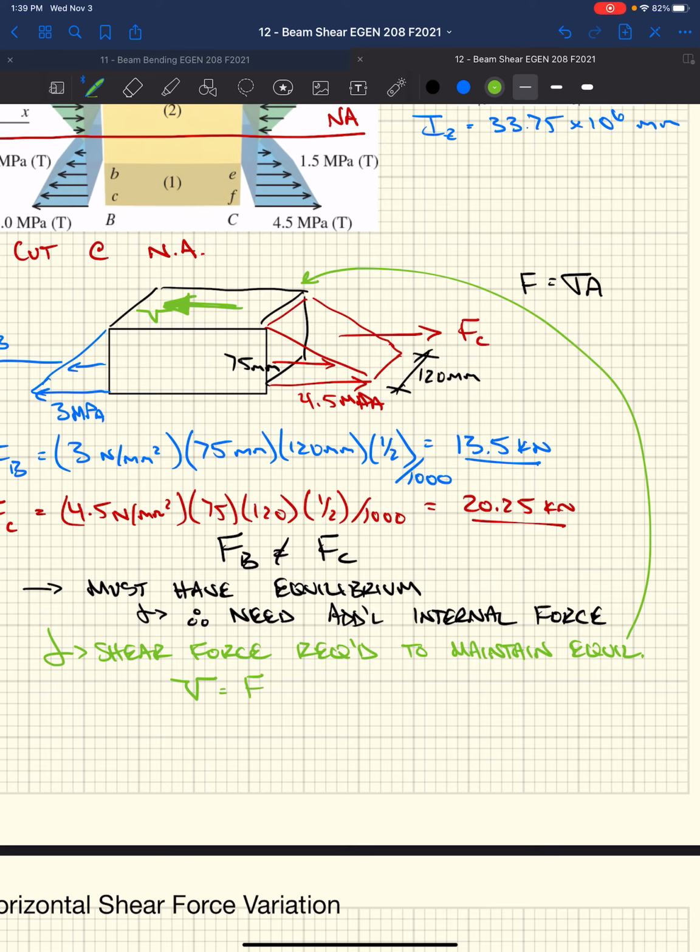So that means that V is the force at C minus the force at B, which is 20.25 minus 13.5, or we get 6.75 kilonewtons. Right?